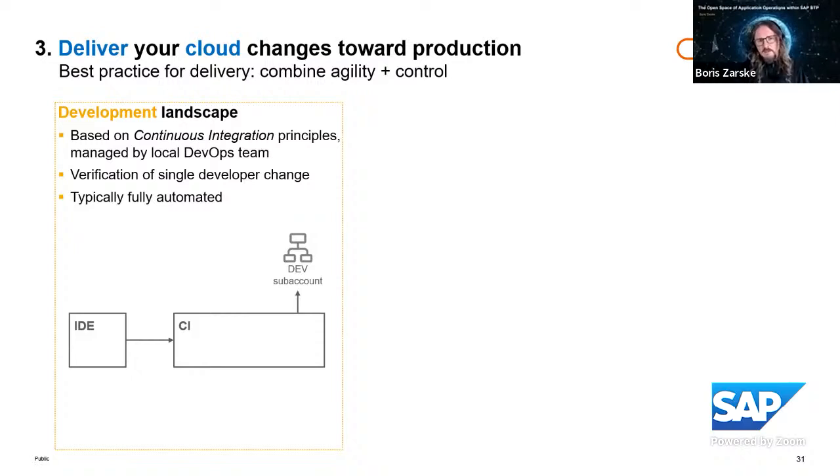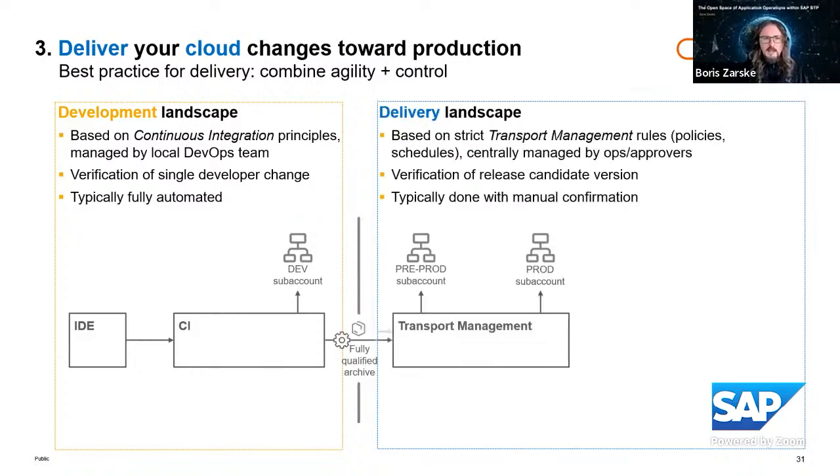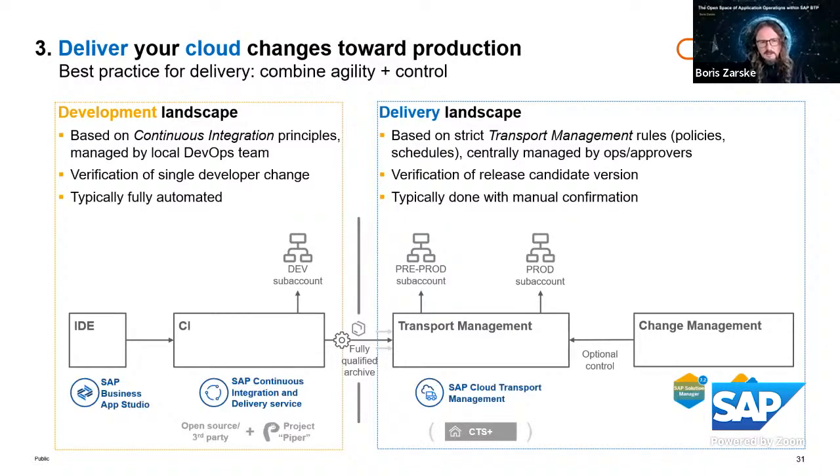Again, as soon as they come up with the qualified release candidate, you have then the handover into a delivery landscape, then based on strict transport management rules, who's allowed, when, and also have schedules there with the goal to verify the release candidate, and typically done with a manual confirmation where you might have a delivery manager that says, okay, now I approve that this change can be propagated into this production sub-account and store this also inside the system for auditing reasons, with the option to have that control from change management.